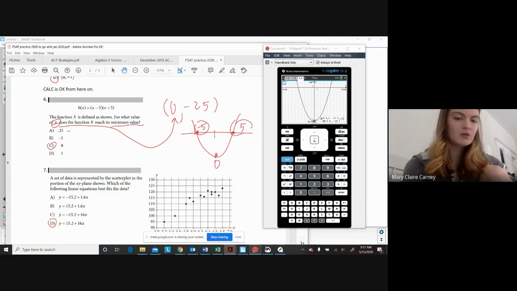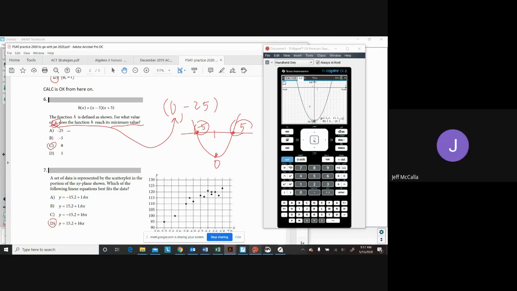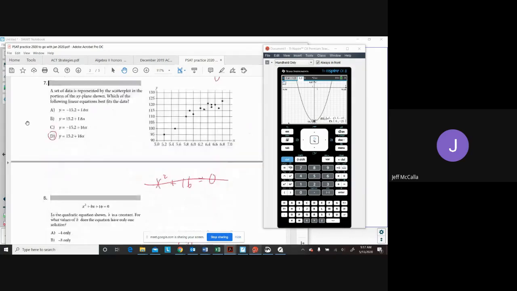Gotcha. Thank you. A different way of thinking. I thought the tricky part was that, because a lot of students might have thought -25. I would imagine that would be the common wrong answer there. Other questions?